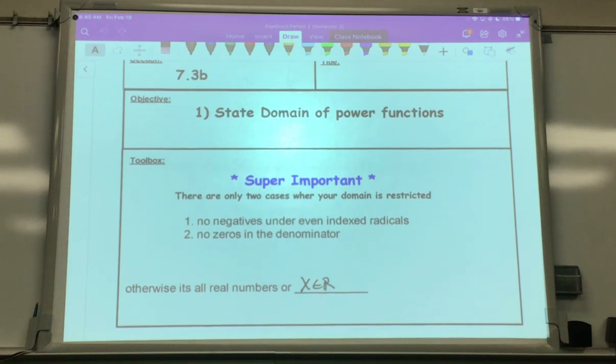What can I not have inside of a square root? Negative. Okay, same thing with the fourth root and the sixth root. Cube roots, fifth roots, I can't have negatives under those, right? So even index radicals, that's going to be your indicator that we have a restricted domain. Not always, but 97% of the time you will.